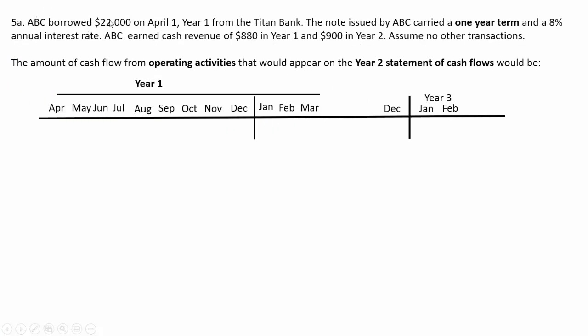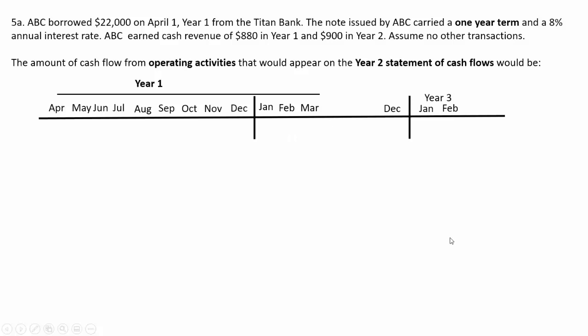ABC Company borrowed $22,000 on April the 1st, so we borrowed the money right here from the Titan Bank. The note issued by ABC carried a 1-year term and an 8% annual interest rate. ABC earned cash revenue of $880 in year 1 and $900 in year 2. Assuming no other transactions, the amount of cash flow from operating activities that would appear on the year 2 statement would be what? So we want to know in year 2, what would the cash flow be?